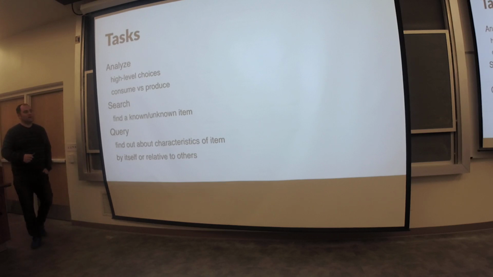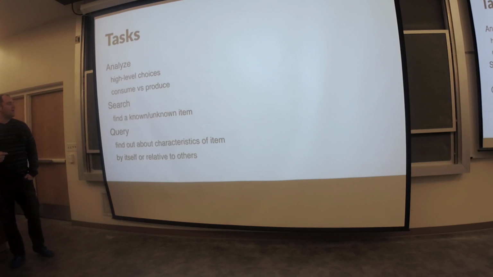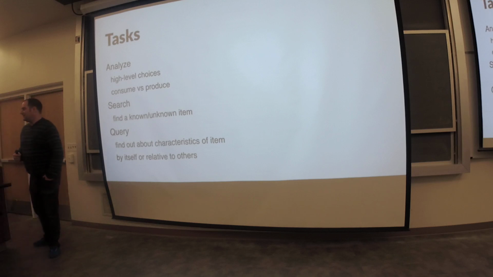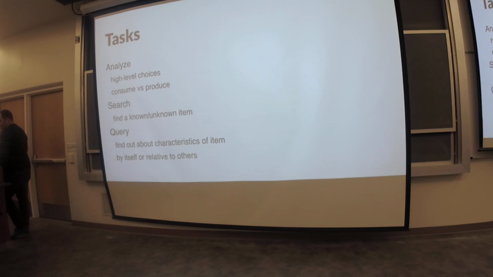And so there's this paper by Tamara Munzner, and it's also detailed in her book in one of the early chapters, about these general purpose visualization tasks. It's Matthew Brehmer and Tamara Munzner. She splits it up into these 3 high-level categories: analyze, search, and query. Analyze is about high-level choices, consuming versus producing. Am I just reading a visualization or am I annotating? Searching is about finding a known or an unknown item and then understanding its properties. Querying is finding out about characteristics of an item by itself or relative to others.